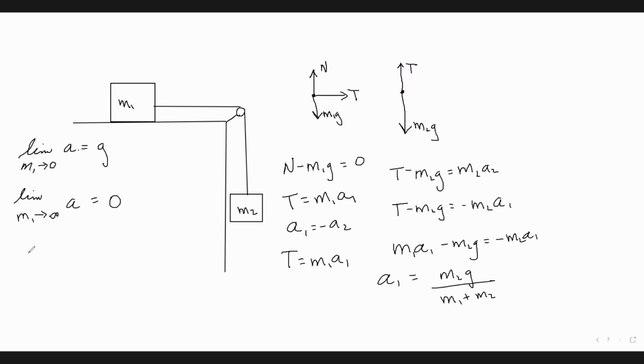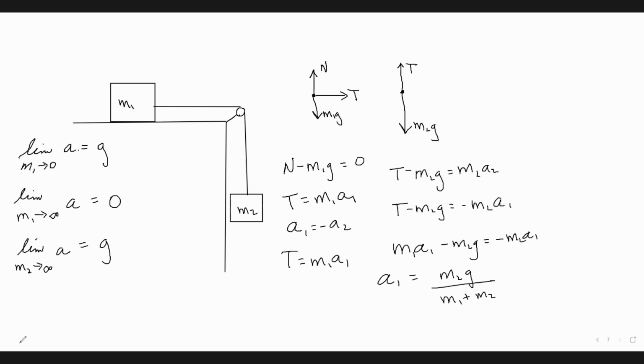What about the limit as M2 becomes infinitely large? Well, if M2 becomes infinitely large, M1 can be ignored, M2 cancels. Oh, look, we get g. So if M2 is very large compared to M1, it's just going to fall as if it's in free fall. Okay, that was an instructive problem.